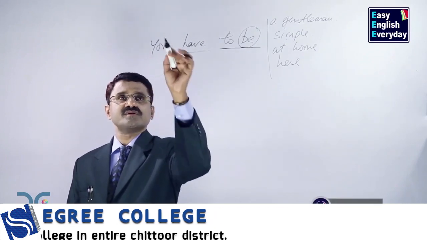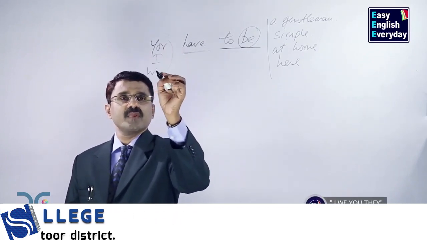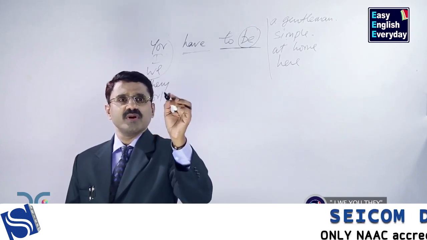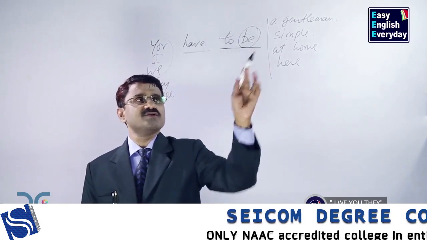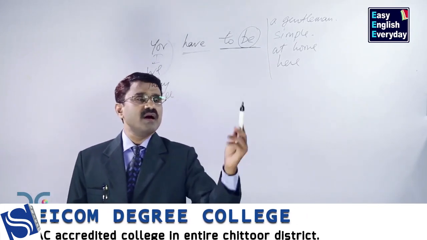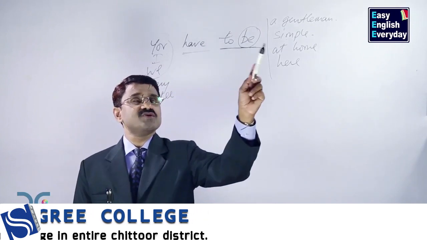I can also use it for I, we, they, or any plural noun. I have to be a gentleman. I have to be simple. I have to be at home. I have to be here. We have to be gentlemen.